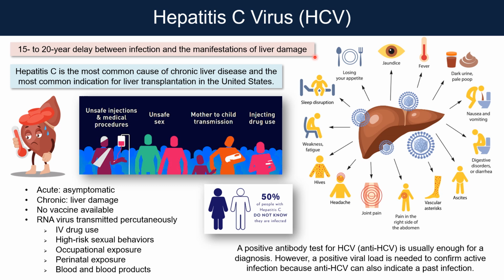And just to note, hepatitis C is the most common cause of liver disease and the most common indication for liver transplant in this country. So an acute infection will be asymptomatic, no signs and symptoms. Chronic is going to lead to major liver damage, no vaccine available. So some risk factors here: unsafe injections and medical procedures, unsafe sex, mother-to-child transmission, and injecting IV drug use.